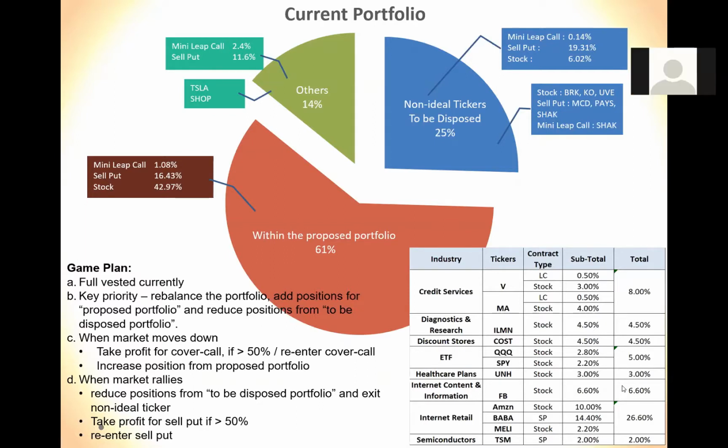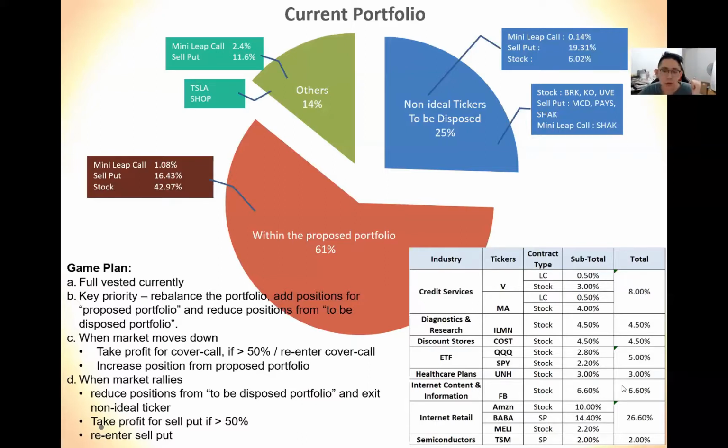The top ones will be Visa and Mastercard. These are the two main ones because their running cost is pretty low, if you understand how the business runs. So this is the top two. The next one is actually internet retail, which is Amazon. So that's why you can see that I actually have big positions within this sector.